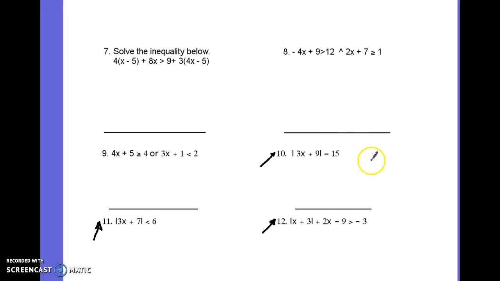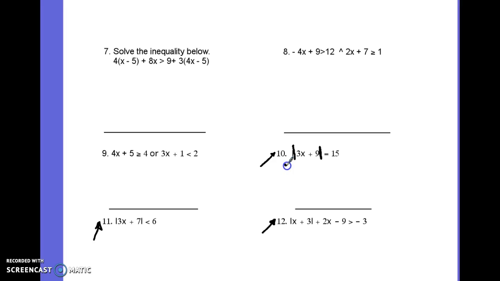Alright. And talking about absolute value, let's go ahead and do this one together. We won't be able to do all of them, but let's just do this one together. Absolute value of 3x plus 9 is equal to 15. You remember what I told you? You're going to have two solutions. Only when you have 0 here will you have one only solution.